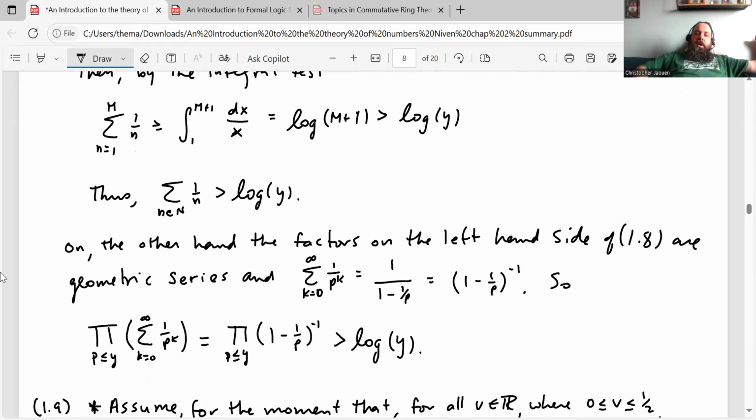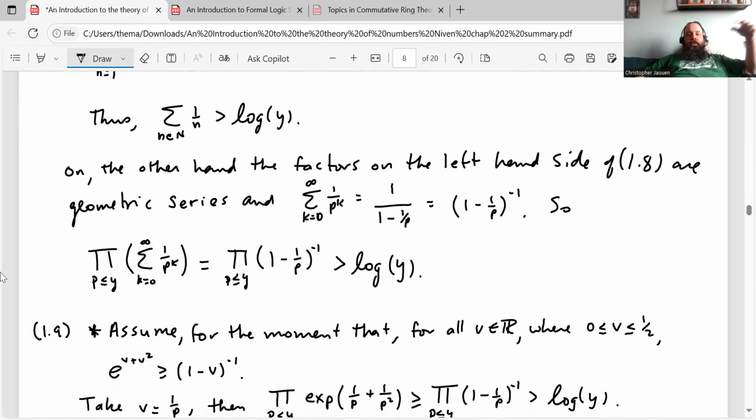On the other hand, the factors on the left-hand side of 1.8 are geometric series, and if you know your Calc 2 stuff, then the sum of those geometric series is 1 over 1 minus 1 over p. So the product of those geometric series is equal to the product of 1 over 1 minus 1 over p, where we take the product over all primes p less than or equal to y. That is greater than log of y.